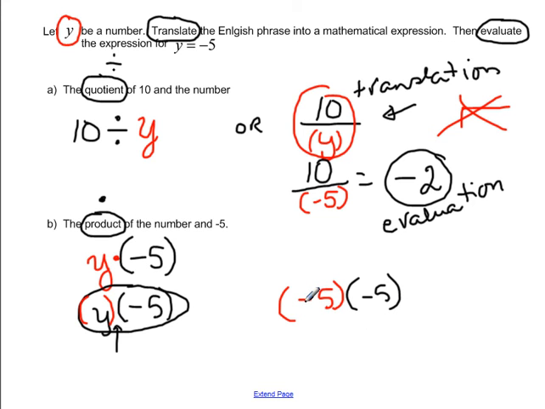-5 times -5, well, negative times a negative is a positive, and 5 times 5 is 25. And again, we don't need to write that positive sign if we don't want to. We can just write our answer as just plain old 25.